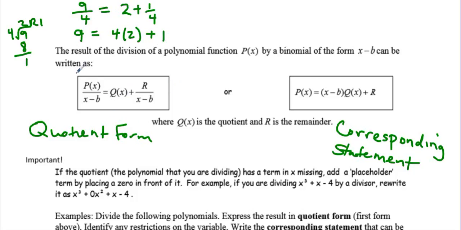Okay, so if we're looking at this, p of x is our original polynomial function that we're dividing. It's like our 9. This divisor here is like our 4. Q of x stands for quotient function. So this is our quotient, like that's the 2. That's the result of division, right? Plus your remainder divided by your divisor. So that's this remainder was 1 divided by your divisor. So this is like quotient form.